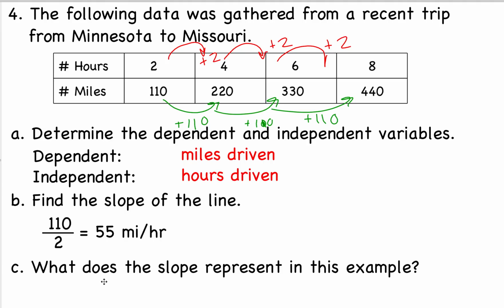And letter C says, what does the slope represent in this example? Well, that represents our speed. 55 miles per hour is our speed.